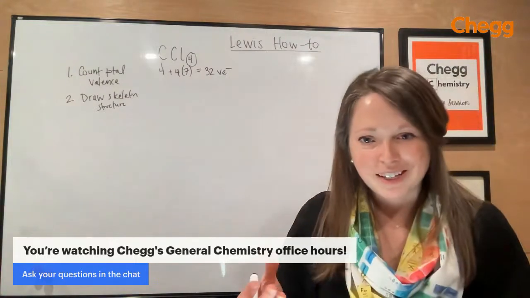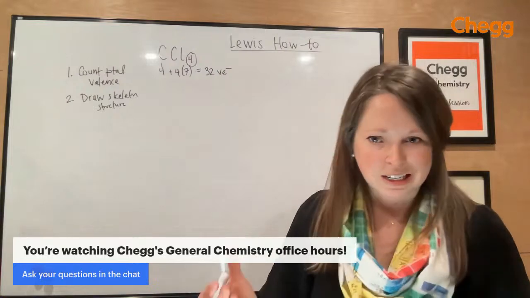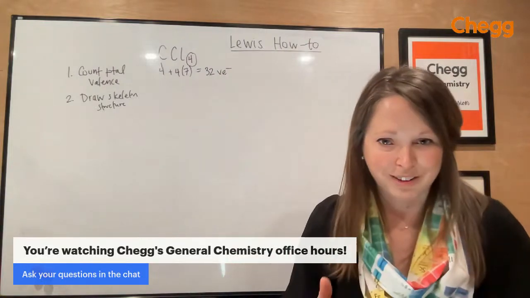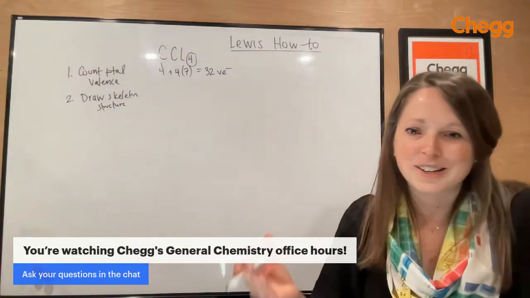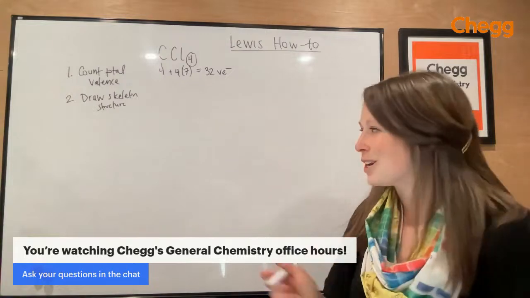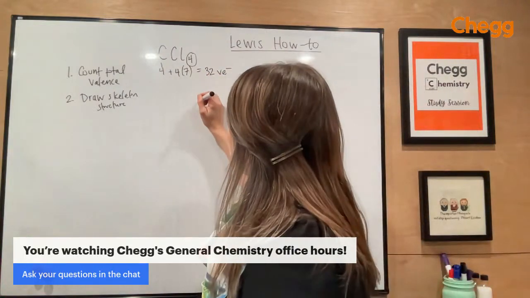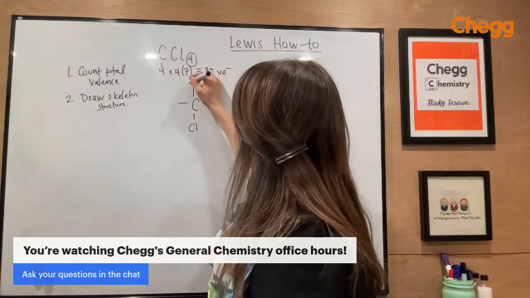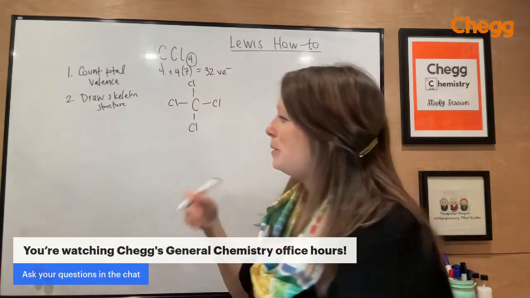Nitrogen has 5 valence electrons. It needs 3 bonds. Oxygen needs 2. Hydrogen can only have a single bond. Same with your halogens. Chlorine is a halogen. It has 7 valence electrons. It can only have a single bond, so that's not going to be your central atom. So we're going to go ahead and draw carbon, connect 4 atoms of chlorine, and then move on to the next step.